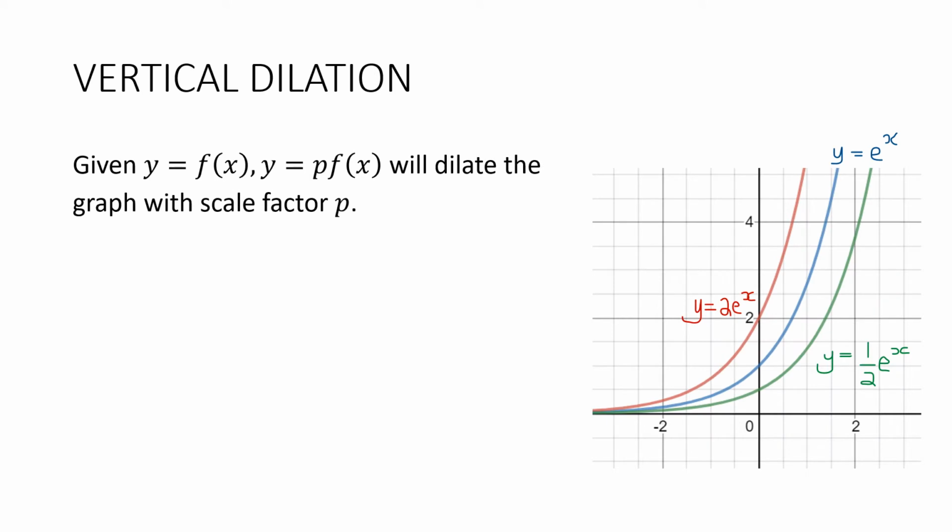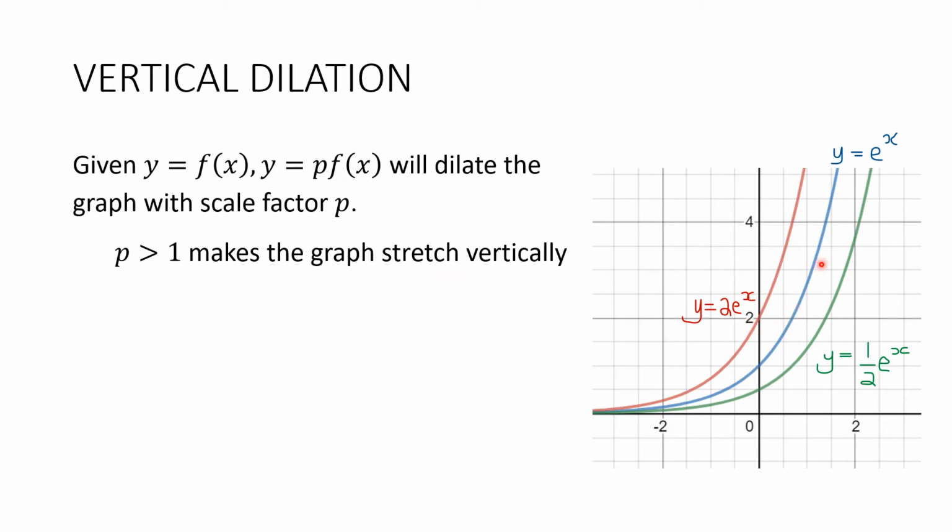Okay, let's return to our dilation of functions. If we have y equals f of x, then y equals p multiplied by f of x will dilate the graph with scale factor p. So what does that mean? If p is greater than 1, it's going to make the graph stretch vertically. You can see that here.